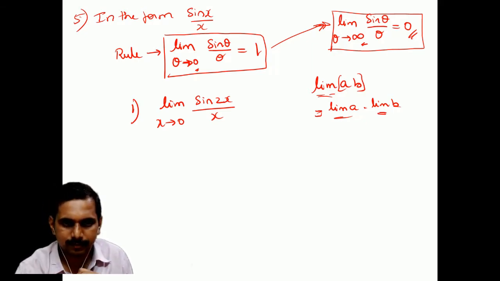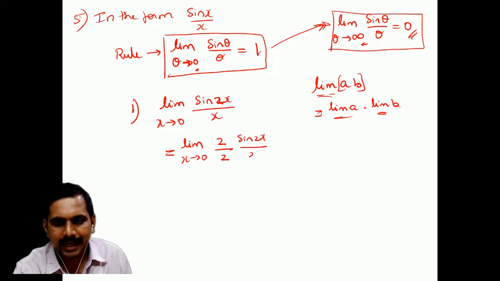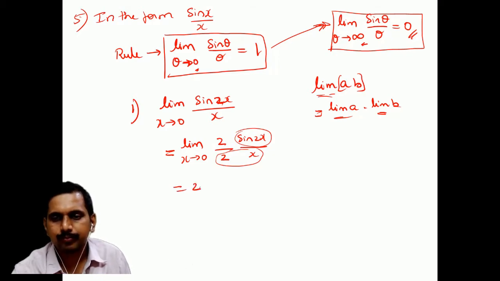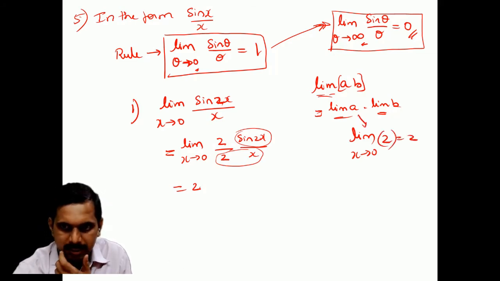Now can we solve this? To solve this, we have to write limit x tending to 0. Here you see we have to be very careful that if it is 2x, below it should be 2x. So what we will do, we will multiply by 2 and divide by 2. Then we will say sine 2x by 2x. Now sine 2x by 2x is 1. So the answer here would be 2, because limit of x tending to 0, 2 is actually equal to 2, correct? So this rule has to be satisfied here.